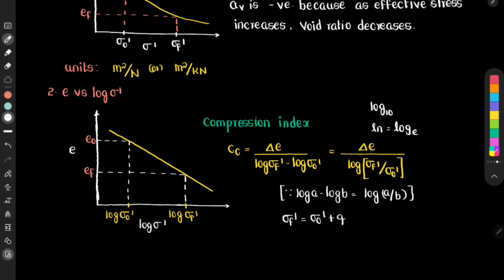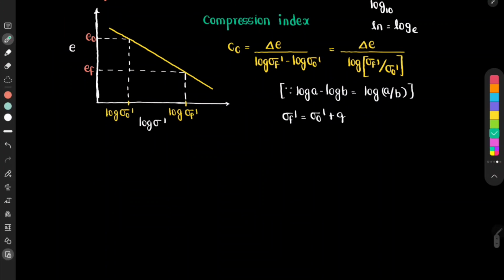So this is helpful in computing the primary consolidation settlement. We will also look at that in this class. How to compute the primary consolidation settlement, that is Sc, we will look at in the same class. And then we have the third one, that is coefficient of volumetric compressibility.